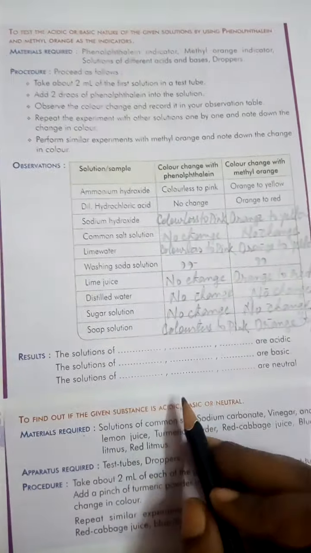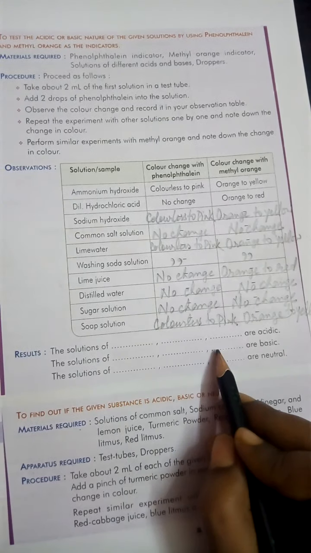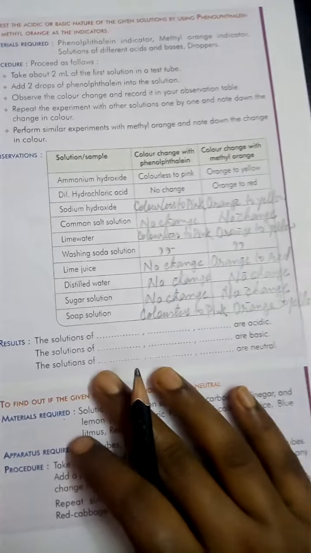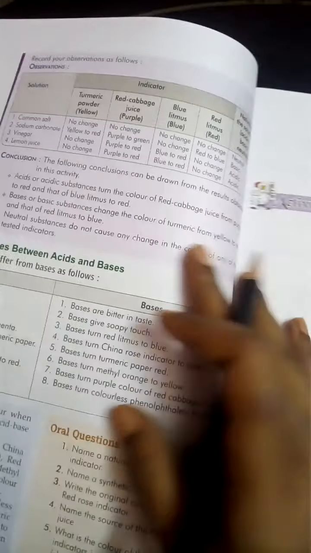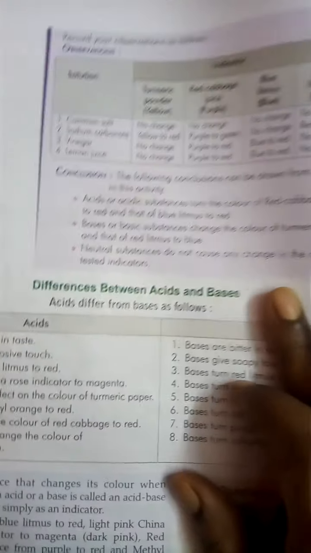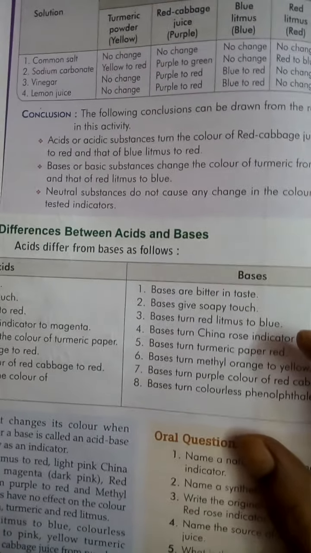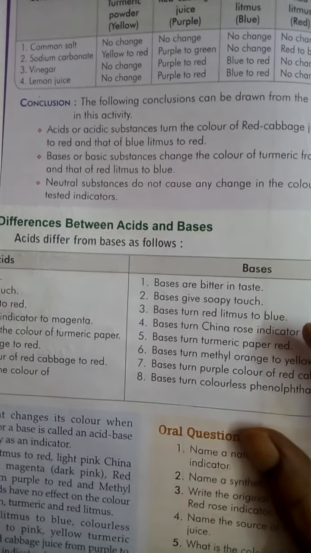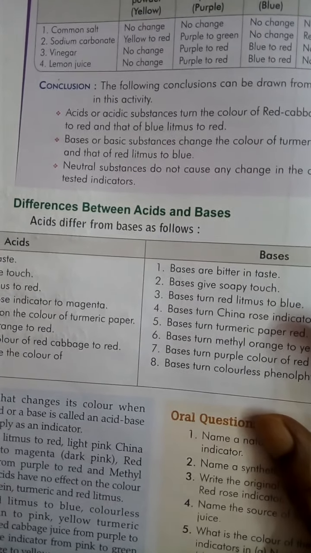Let's first start with the litmus paper. Blue litmus paper is blue in color. It does not give any change in basic solution, but it becomes red in acidic solution. Red litmus paper is red in color. It does not have any change in acidic solution but becomes blue in basic solution. Now turmeric paper is yellow in color. It does not change in acidic solution but becomes red in basic solution.